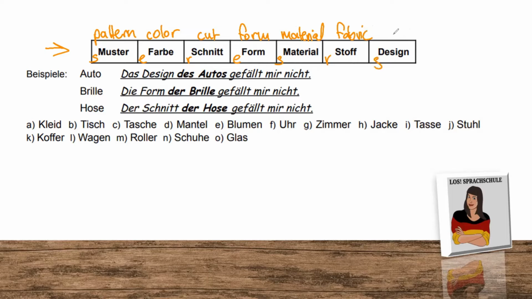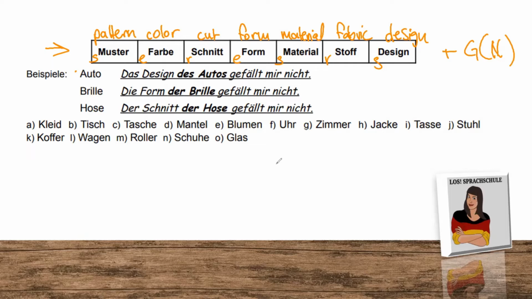Das Material, the material. Der Stoff, the fabric. Das Design, the design. So when you put this and then you put in genitive a noun, you have a really good way to describe something in more detail. Let's see the examples. For the car. Das Design des Autos gefällt mir nicht. The design of the car is not to my liking.